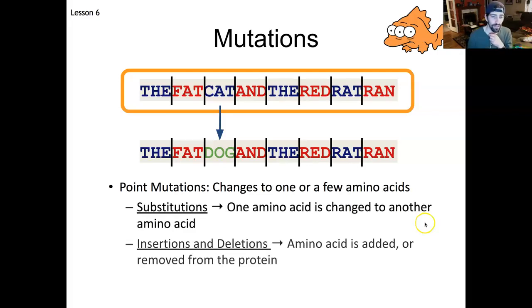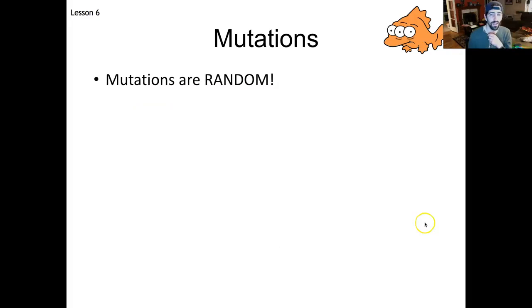That's a substitution. Another way that you could change a protein is by inserting an amino acid. So instead of changing cat to dog, maybe you add a whole other word in there. That could also happen. The key thing that I want you to know about mutations is that mutations are random. A virus can't decide to have a mutation that it wants. It cannot choose what it wants to change. It just happens randomly through mistakes in the copying process.